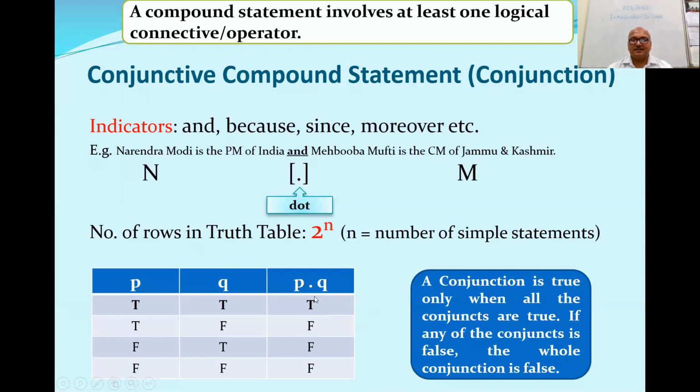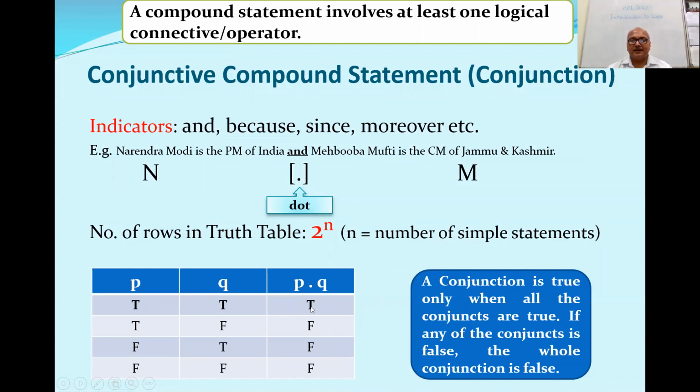So look at this. P is true here, Q is true here. So this line P dot Q has got aggregate truth value true. In all other cases, whether Q is false or P is false or both are false, P dot Q becomes false. So P dot Q is true only in one condition, where P and Q both are true. That is the rule to calculate the truth value of a conjunction.